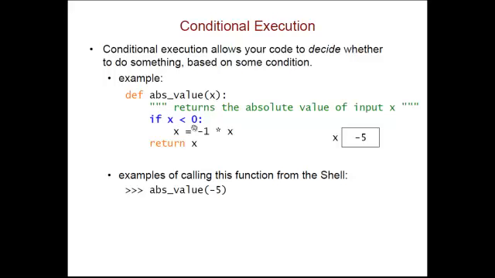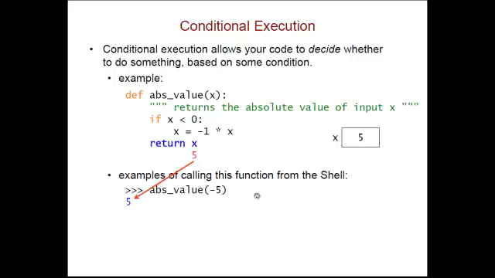And in this case, that condition is true because -5 is less than 0. And therefore, we're going to do the statement or statements that are indented underneath that if. So in this case, we're taking the current value of x, we are multiplying it by -1. So -1 times -5 is +5. That +5 is then stored back into the variable. And now when we come down here and return x, we're going to be returning +5, which is what we'll see at the shell.